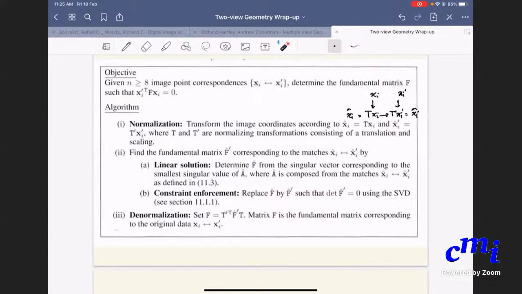So you do make sure that you have a rank deficient matrix F. This constraint enforcement step is also carried out. After this comes denormalization, which means you have found a solution for these normalized pairs, and now you apply the inverses of these transformations and denormalize to find a solution for the original pairs. So this is the 8-point algorithm for computing the fundamental matrix from image pairs.